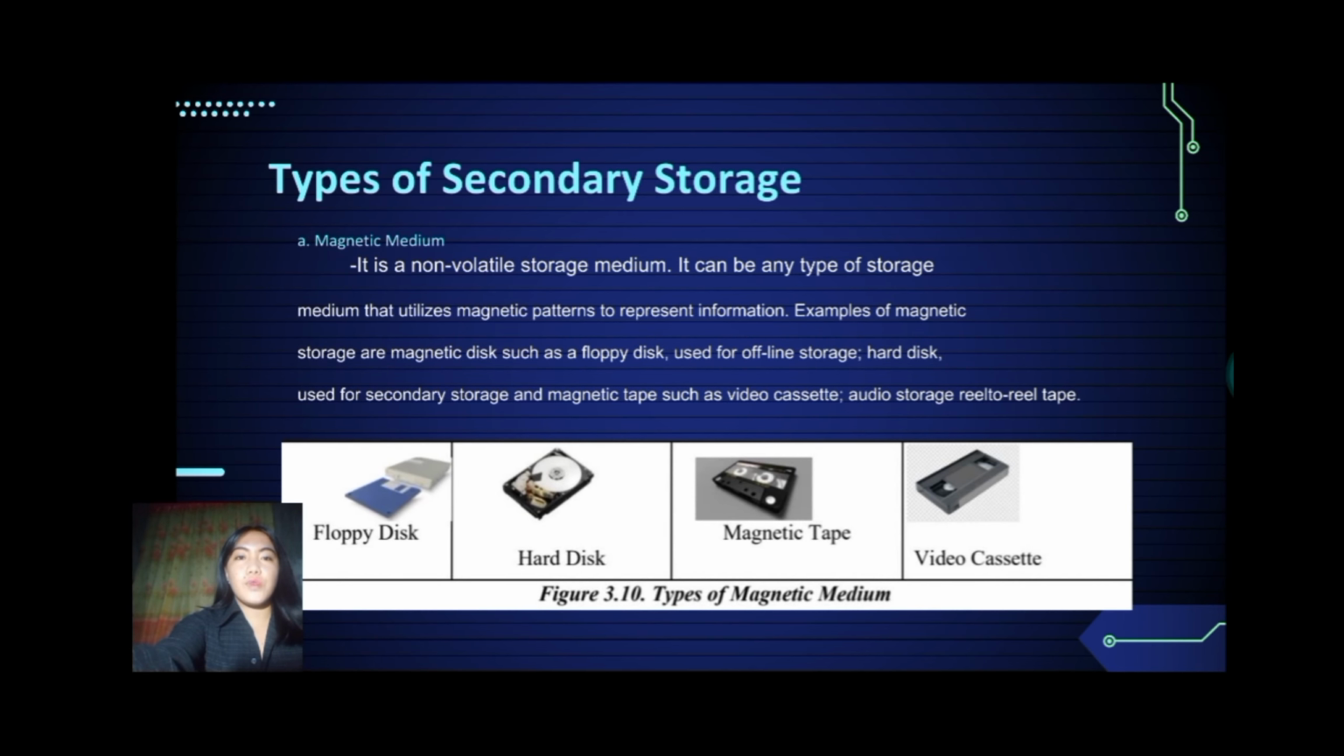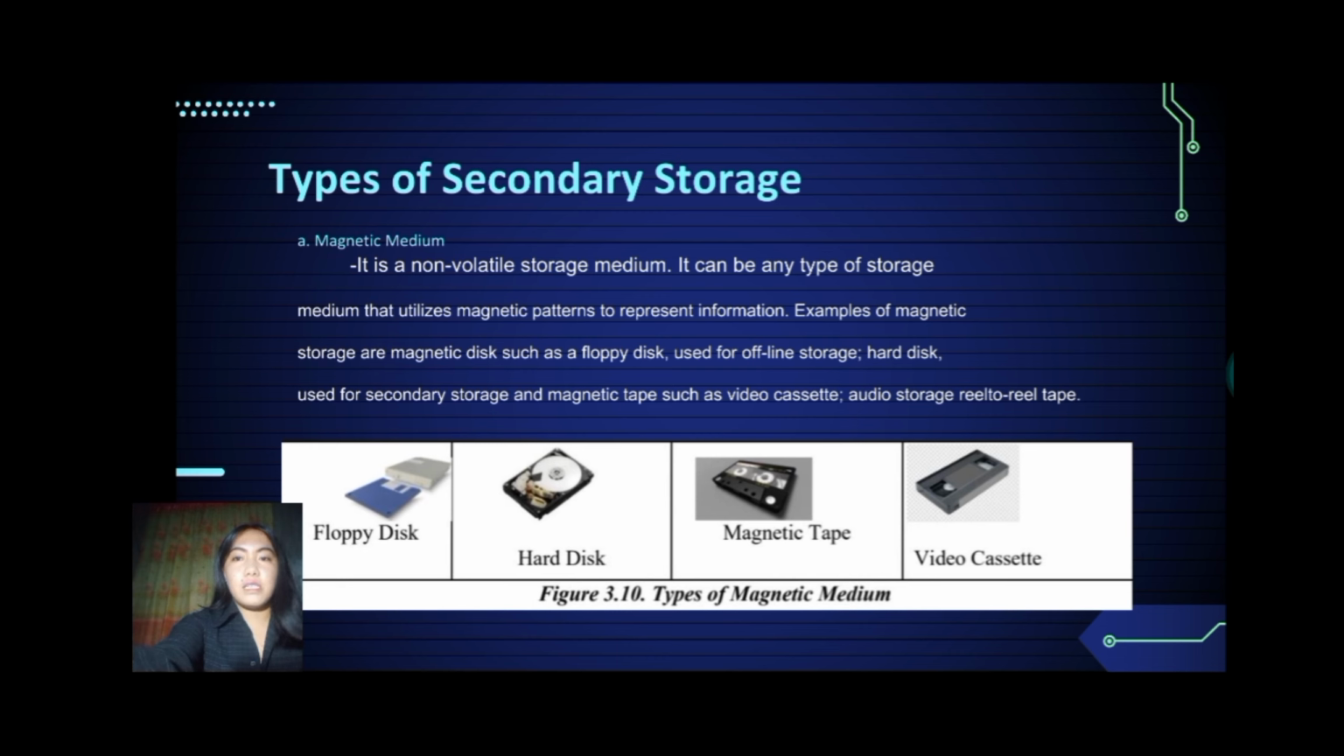I will present to you the types of secondary storage. First, magnetic medium. It is commonly used for secondary storage purposes, providing reliable and efficient storage solutions. There are four types of magnetic medium.